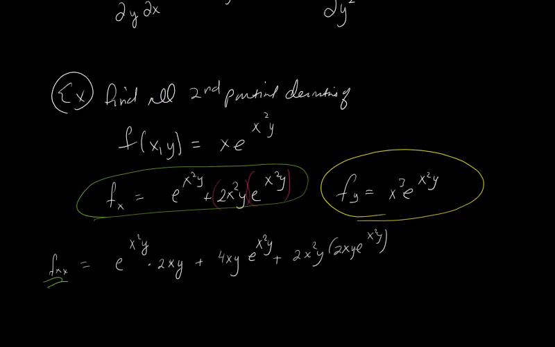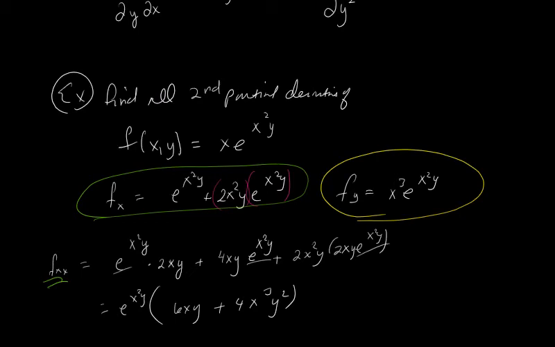Okay, and we can simplify this a little bit. First of all, I noticed that every single term has an e to the x squared y, so it might be easiest if we pull that guy out to the front there. And then that'll leave me 2xy plus 4xy, which is 6xy, plus 2x squared y times 2xy. So that's going to be 2 times 2 is 4, x squared times x is x cubed, y times y is y squared. Okay, so this was just an algebraic step. So you can see we have an e to the x squared y in every term.